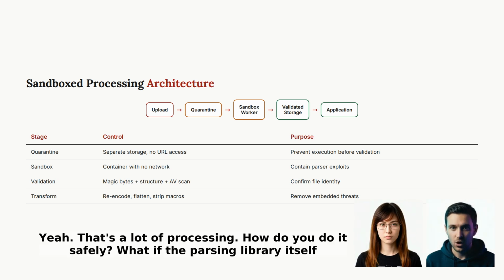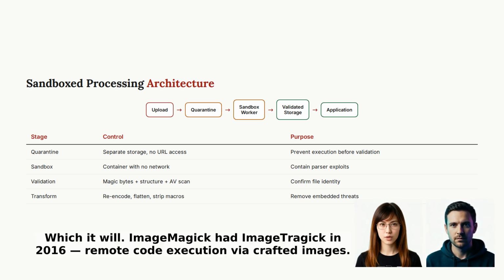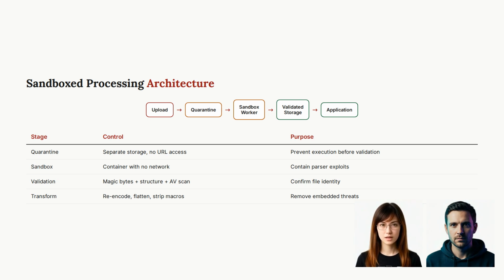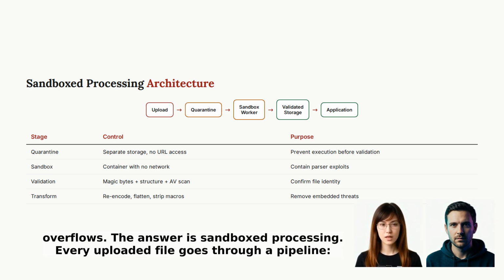Yeah, that's a lot of processing. How do you do it safely? What if the parsing library itself has vulnerabilities? Which you will. ImageMagick had ImageTragick in 2016, remote code execution via crafted images. Ghostscript had a remote code execution flaw in 2023 via PDF processing. LibTIFF has had buffer overflows. The answer is sandboxed processing.